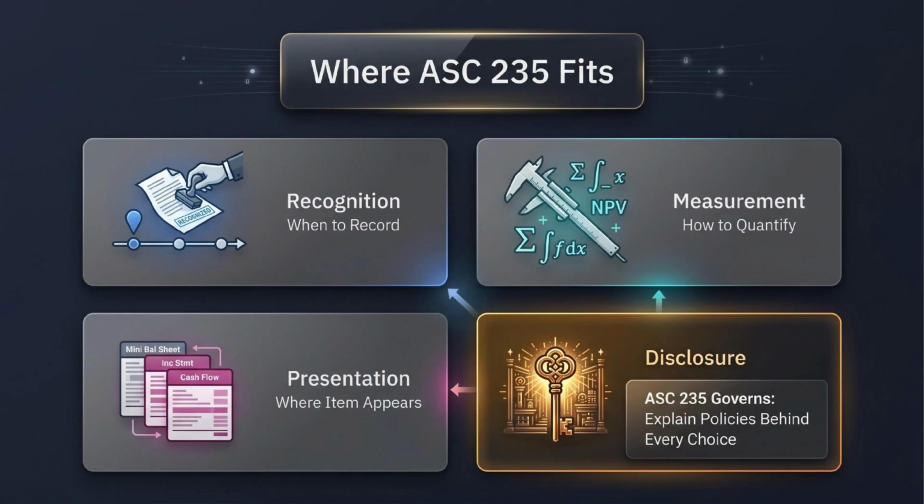If two companies both report inventory, revenue, or depreciation, users need to know the policies behind those numbers before making comparisons. Same number, different policy, different meaning. That is where ASC 235 becomes powerful.